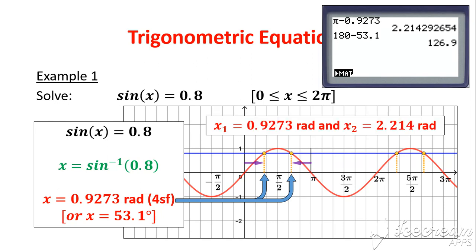So we're going to write down our 2 solutions. We're working in radians, so I'm not worried about the degrees anymore. And our first solution is 0.9273 radians, and our second solution is 2.214 radians.